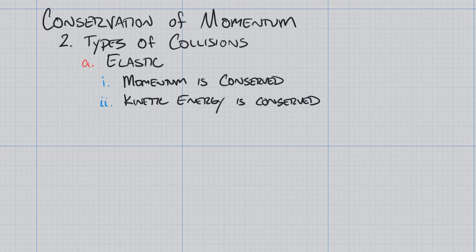When we're talking about conservation of momentum, there are a number of different types of collisions we're going to look at, and they all follow the same pattern of the equation I just showed you. We can just group things a little differently. One collision is called an elastic collision. A perfectly elastic collision is defined as one where the momentum is conserved, as well as the kinetic energy of the objects.